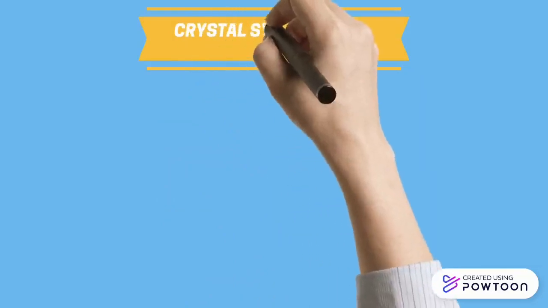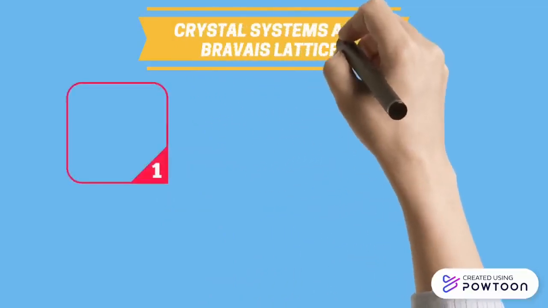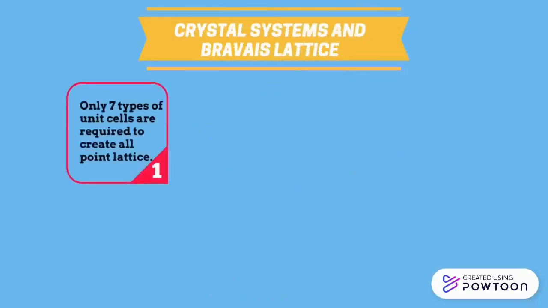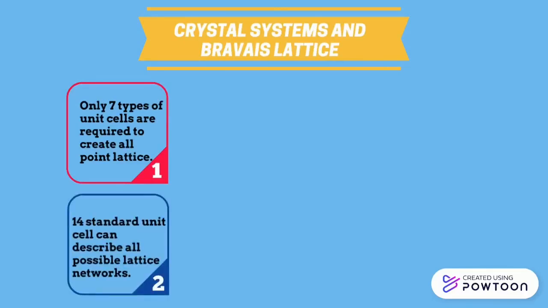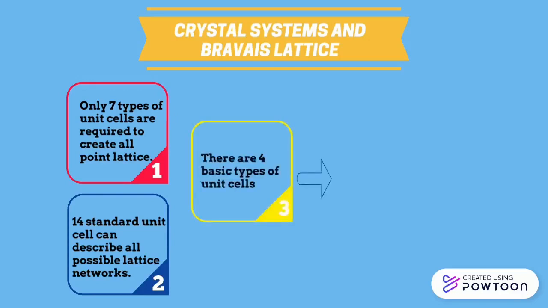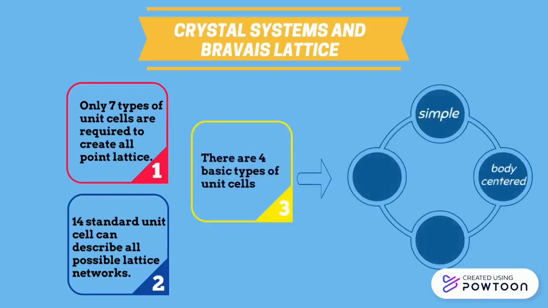For the crystal systems and Bravais lattice, there are only 7 different types of unit cells that are necessary to create all point lattices. There are 14 standard unit cells that can describe all possible lattice networks. Lastly, there are 4 basic types of unit cells, which are simple, body-centered, face-centered, and base-centered.